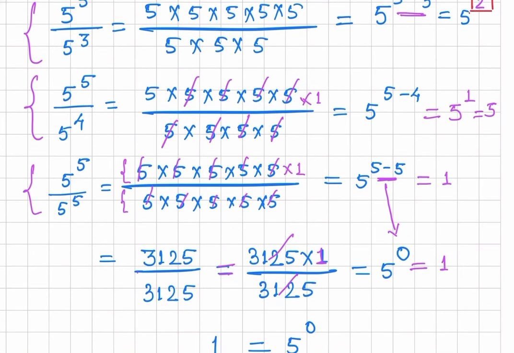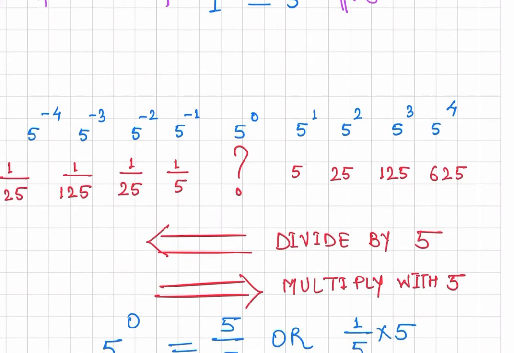You can write this for every number. 5 raised to 0 is 1, or you can write 15 raised to 0 is 1, or 7 raised to 0 is 1. So any number raised to 0 is 1. You can think of the same thing from a different perspective.